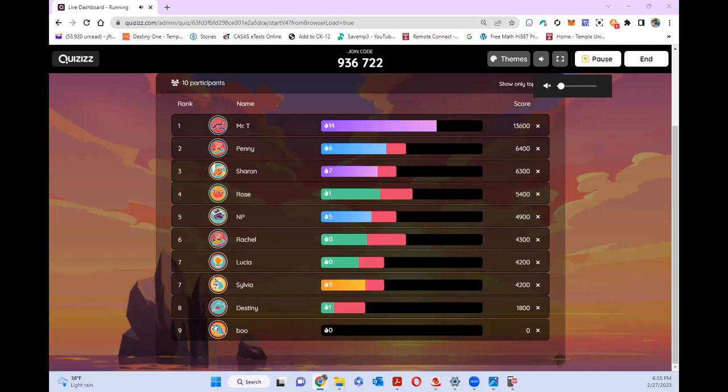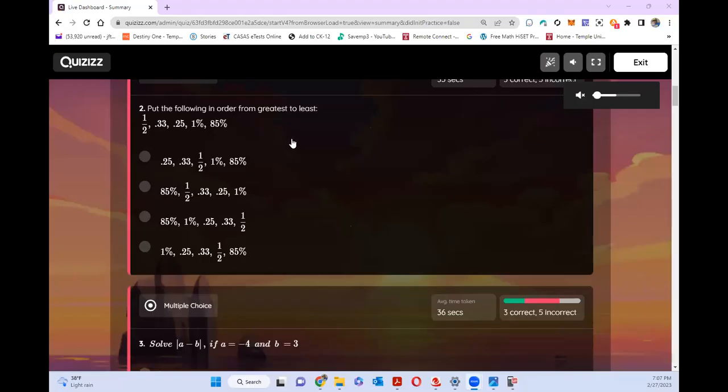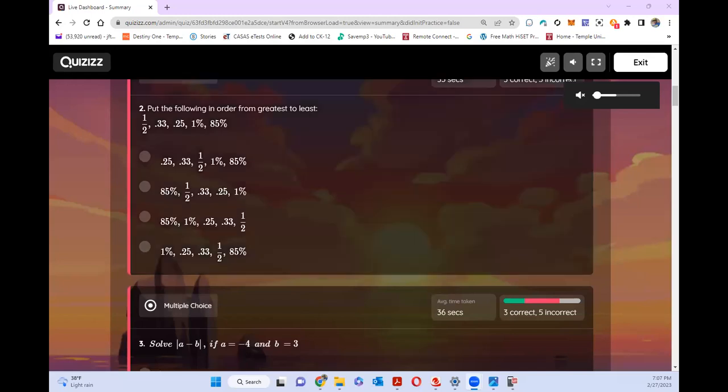That's wrong. I probably should stop the recording. Hold on. You don't need to see all this. Okay, so put the following in order from greatest to least. The first thing you should be doing is fraction, decimal, percent equivalents. You want to change everything to a decimal. What is one half as a decimal? 0.5. How about 0.33? It's already a decimal. 0.25 is already a decimal. How about 1% as a decimal? 0.01. Okay, and what's 85% as a decimal?